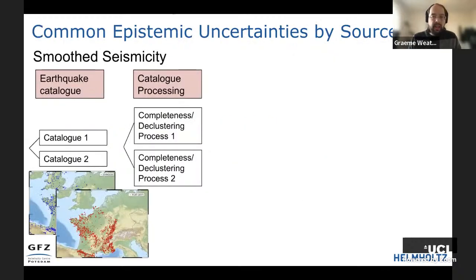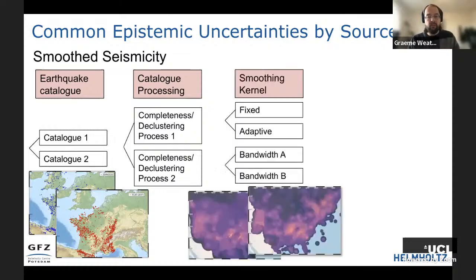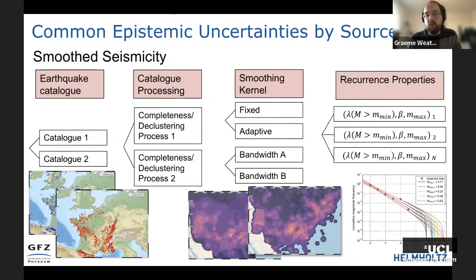Now, different models you may encounter in practice, by epistemic uncertainties by source. For example, for smooth seismicity, you may encounter epistemic uncertainty in your base data. For example, you may have different catalogs for a region, and you may want to consider both of them, or you may have different catalog processing procedures for completeness or declustering. Quite often, you would see epistemic uncertainty to account for different smoothing kernels, whether fixed or adaptive, or different bandwidths or different ways of constraining the bandwidths, and different models for recurrence properties. So you may have different models of rate, b-value, Mmax, and so on.